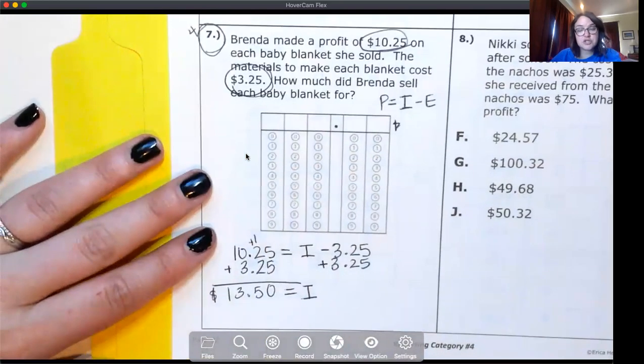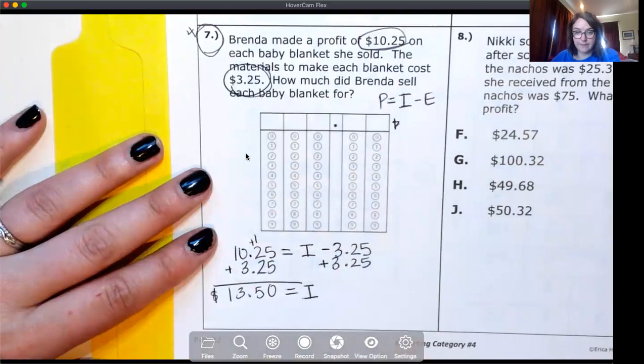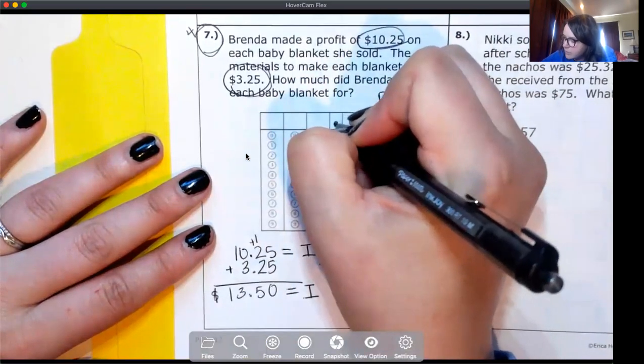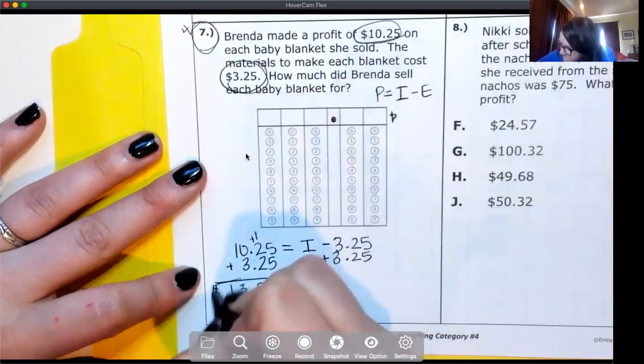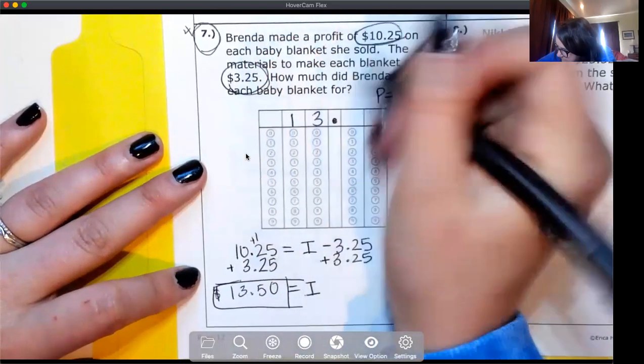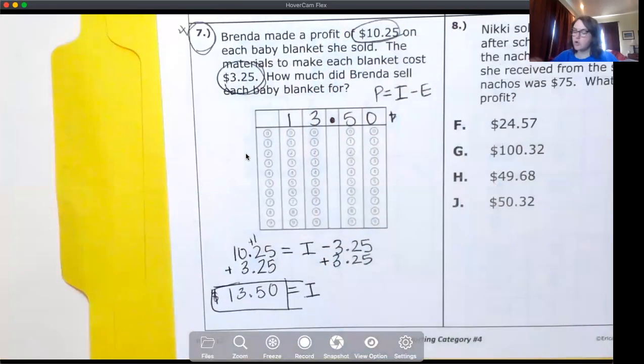Now I've got to make sure that I place this on my answer bubble sheet the correct way. Notice, here is my decimal point. So I am going to write 1350 first with my decimal point lined up. Then I can go bubble.